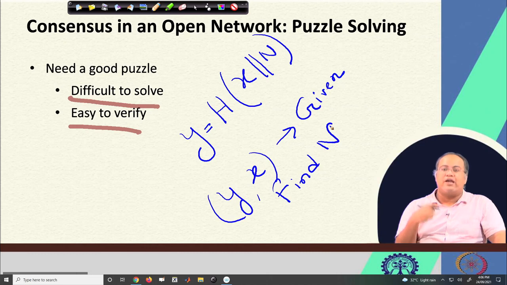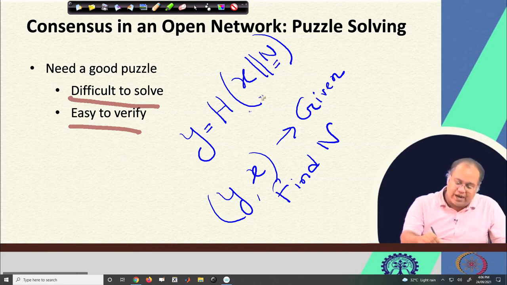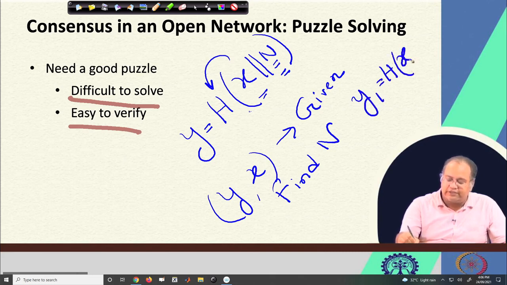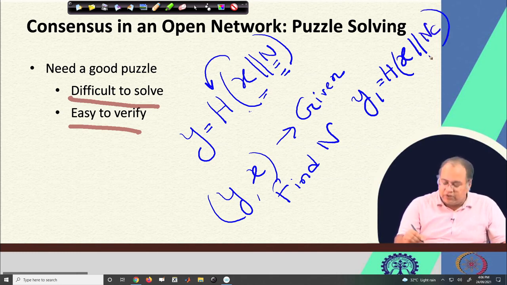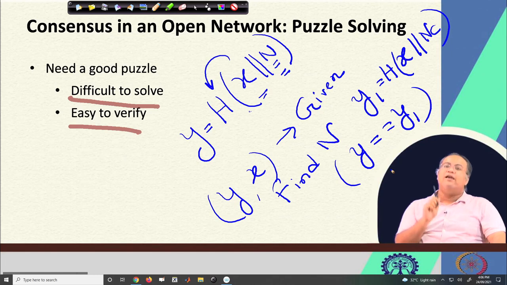People need to try with different numbers, and the person who is able to find the nonce or n first wins the game in that round. But once you have found n, then you know x, you know n, and computing the hash function is easy. So, you can easily verify by computing y1 equal to h of x and the n value that you have computed, say n subscript c. So, you can easily verify whether y is equal to y1 or not. If y is equal to y1, that means the person who has claimed that they have solved this puzzle is correct.